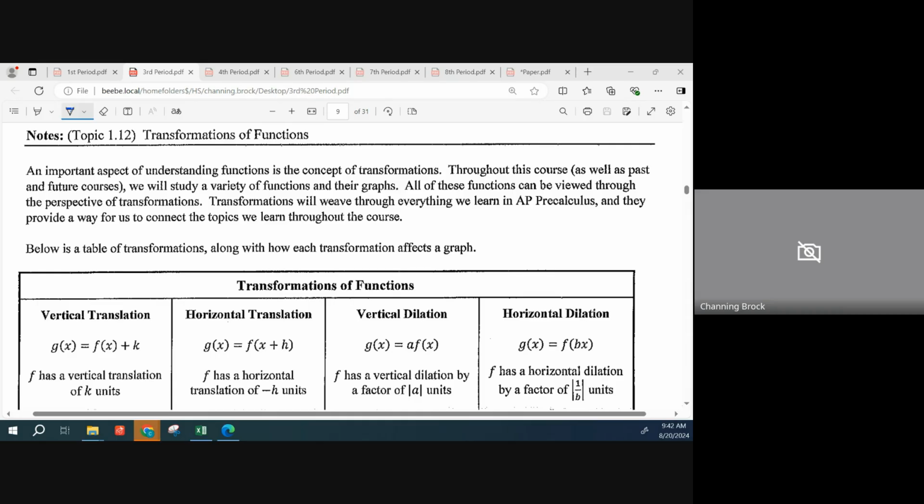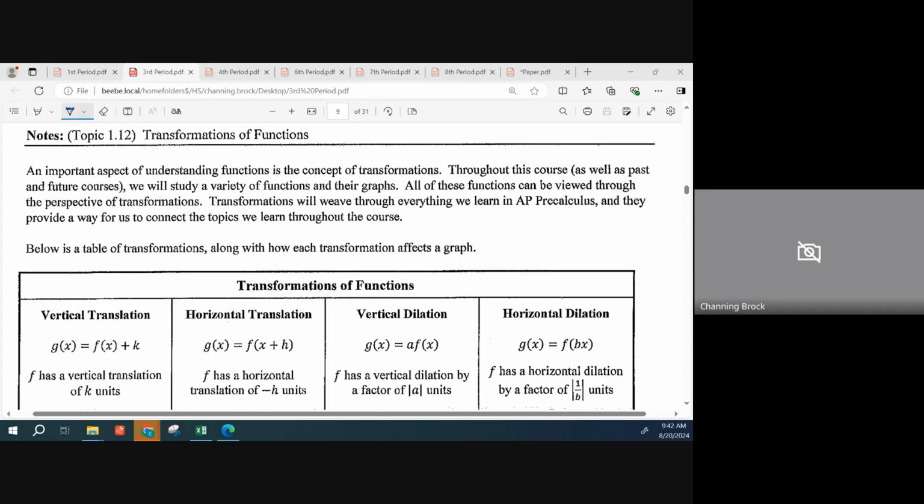All right. So transformations. Okay, so it says an important aspect of understanding functions is the concept of transformations. Throughout this course, as well as in past and future courses, we will study a variety of functions and their graphs. All of these functions can be viewed through the perspective of transformations. Transformations will weave throughout everything we learn in AP Pre-Calculus, so they never go away, which is why we start with them. So we want a good foundation of them, and then we're just going to see them throughout everything that we do. And they provide a way for us to connect the topics we learn throughout this course.